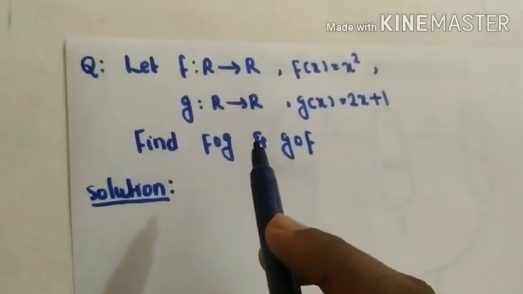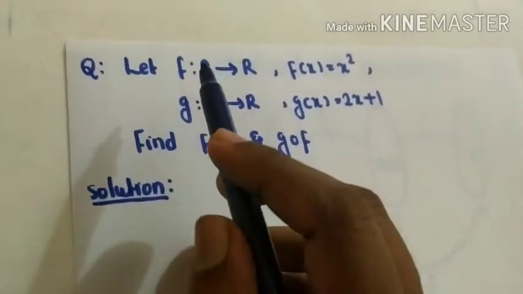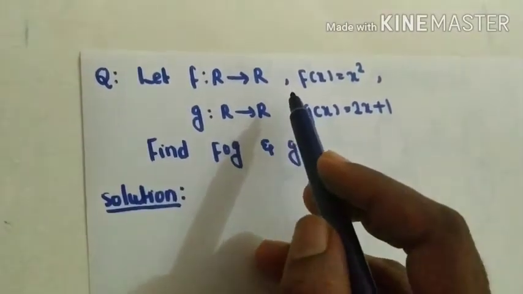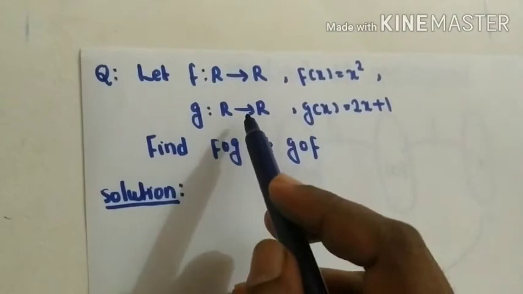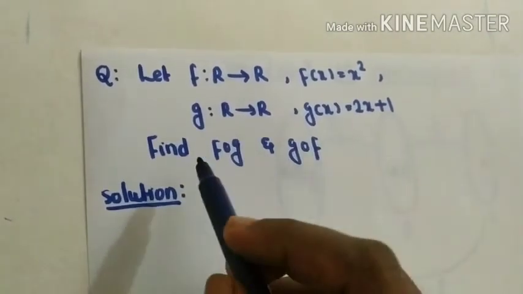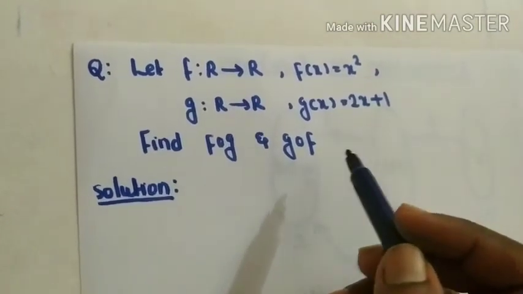So looking at the very first question, we are given a function f from R to R with f of x equal to x square, and another function g from R to R with g of x equal to 2x plus 1. We need to find f of g and g of f. So let's start the solution.